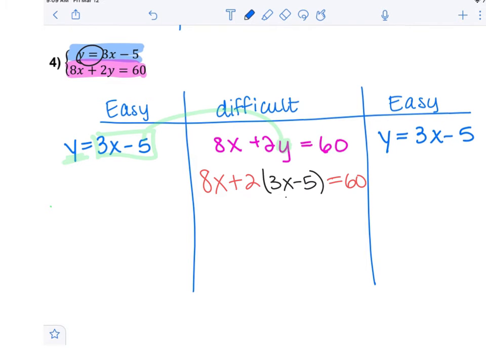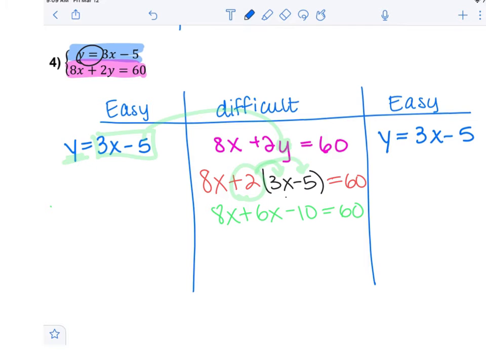What's our next step? Did you say distribute? Yeah, absolutely. We're going to distribute. Perfect. So we're going to distribute the 2 times the 3 to get a 6x. Distribute the 2 times the negative 5 to get a negative 10. And again, write everything else down.